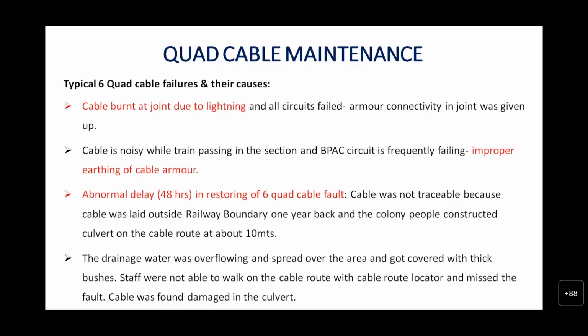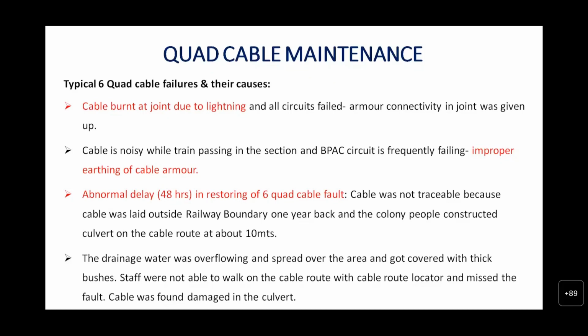So obviously, when a short circuit or lightning occurs, the entire circuit will fail, due to non-connectivity of the armor to earth. Similarly, another case is the cable being noisy while a train is passing in the section, and the BPSC circuit frequently failing. This is also due to improper earthing of the cable armor.